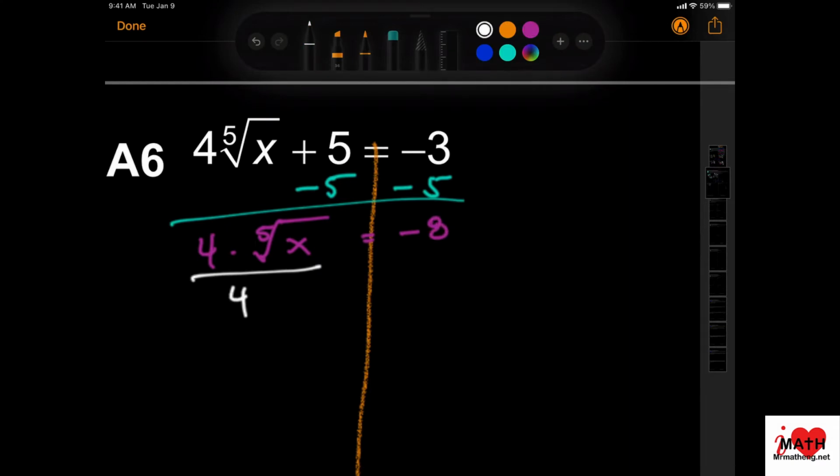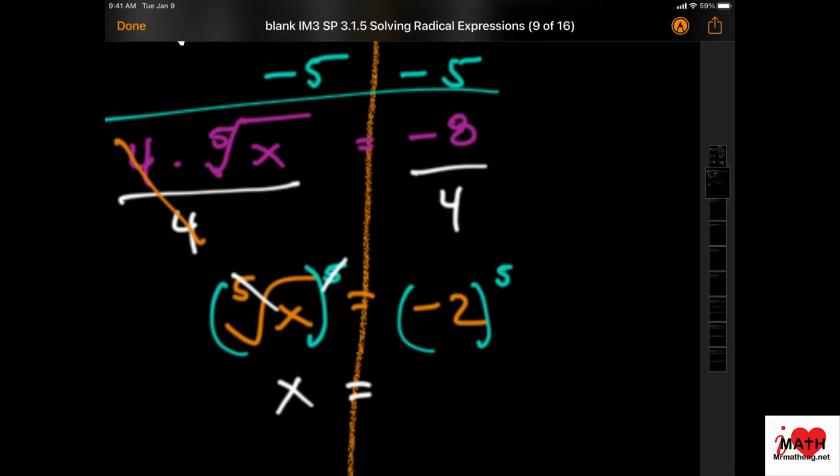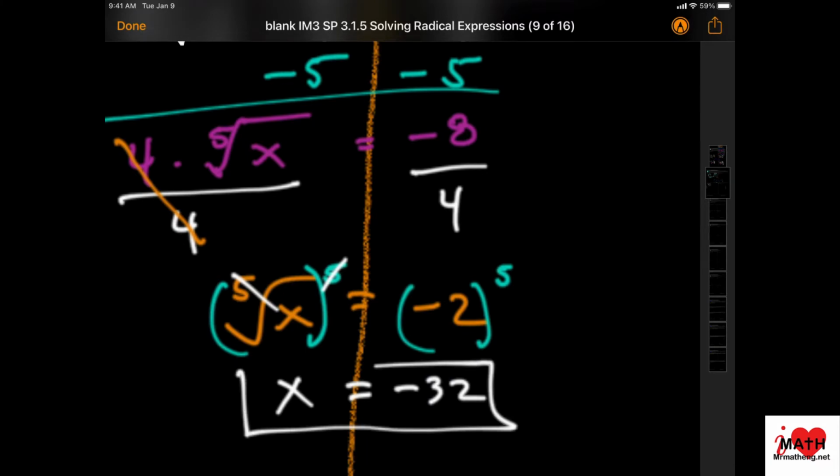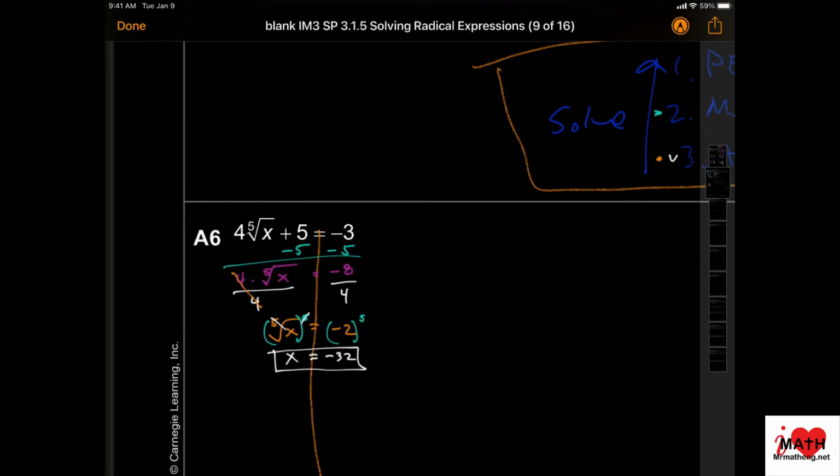Now we can do the opposite of multiplication, which is division. This will give us the 5th root of x equals -2. And we're going to square, not square, I need to get rid of that 5, so to the 5th power. So this will give us, remember you're canceling also the radical sign, so it's just x equals -32. So let's go ahead and check this. So 4 times the 5th root of x plus 5, is that equal to -3?